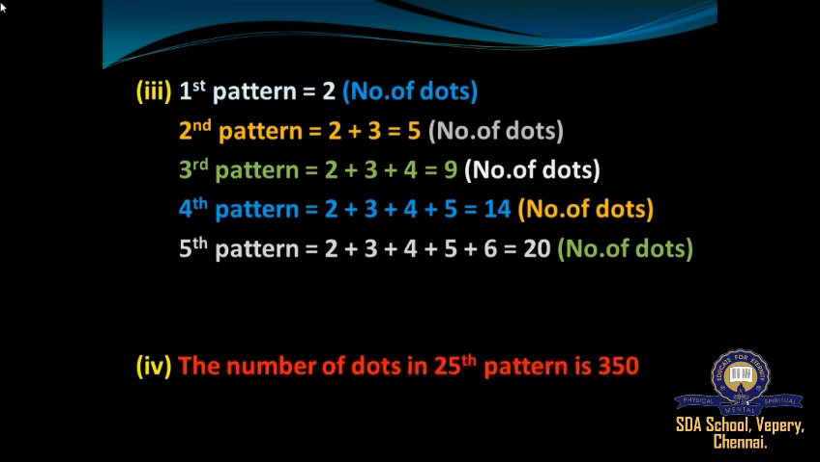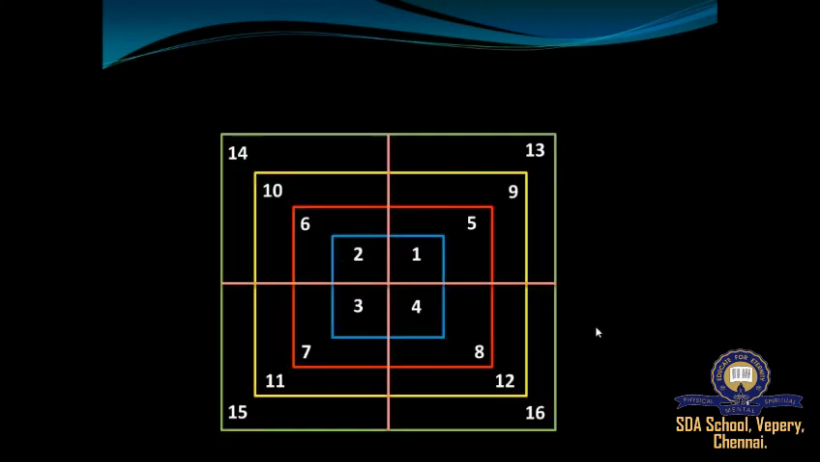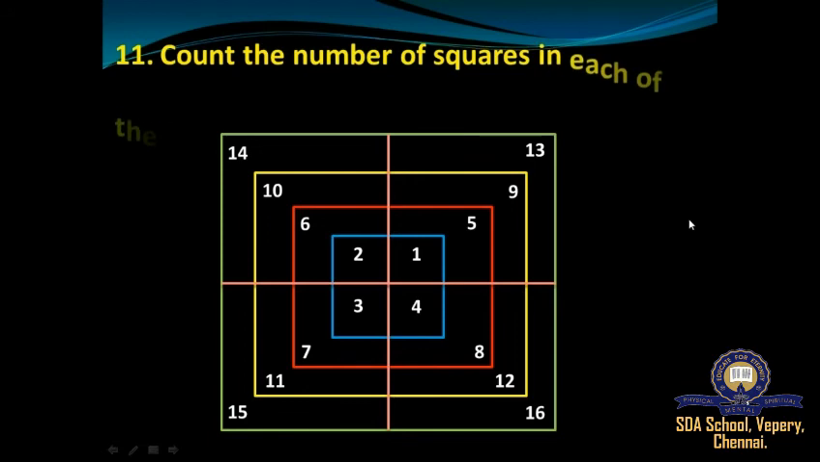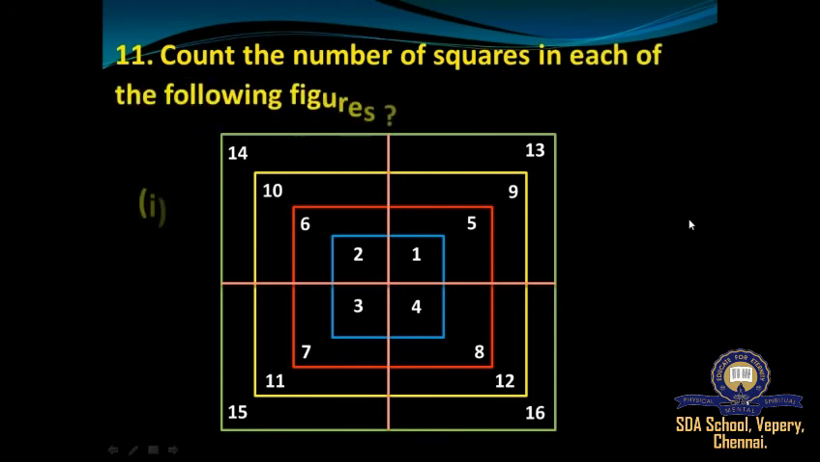Okay, so the fourth one is, find the number of dots in the 25th pattern. So the number of dots in the 25th pattern is 350. Okay, so when you list down the number of dots in this manner, you will be getting the number of dots in the 25th pattern as 350. Okay, so now we'll move on to the 11th sum. Count the number of squares in each of the following figures. Okay, so this is the first figure, and you are supposed to find the number of squares in this figure. Okay, so for easier simplification, I have listed down the numbers.